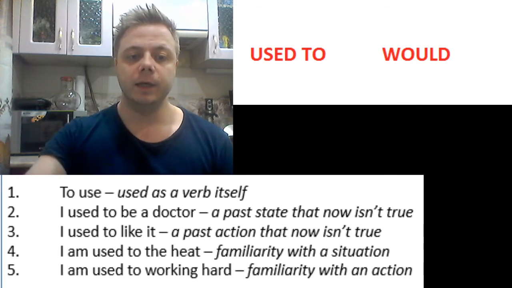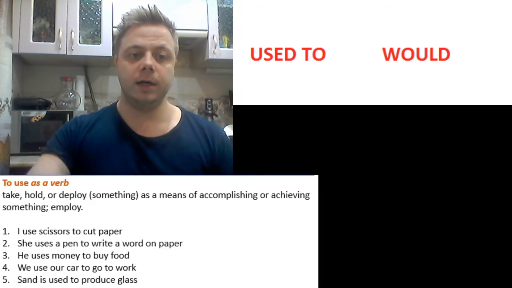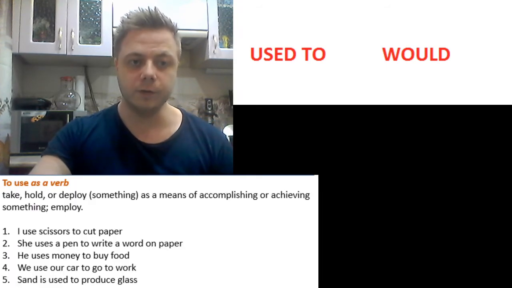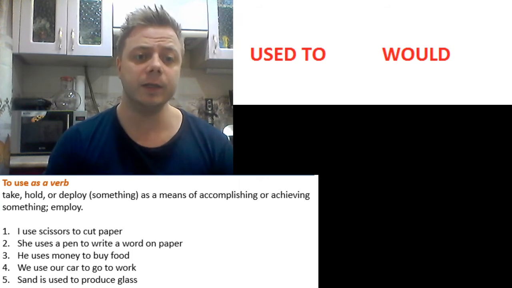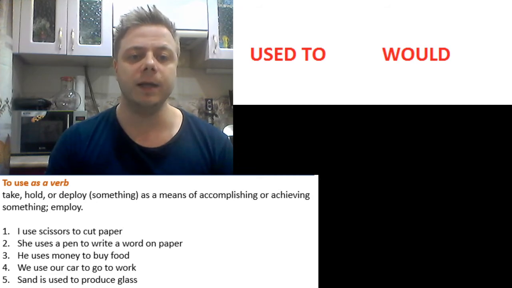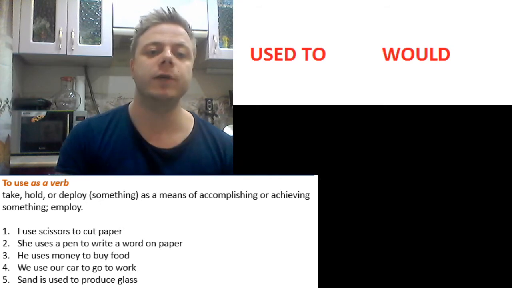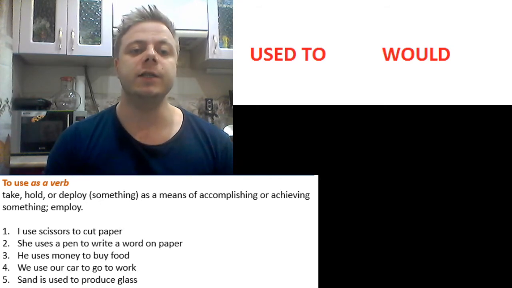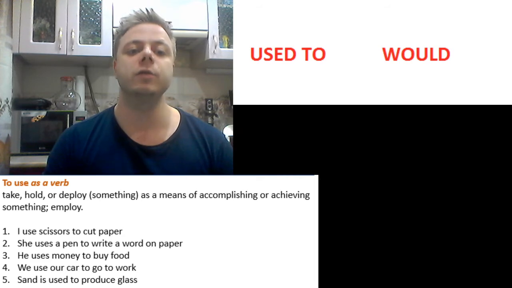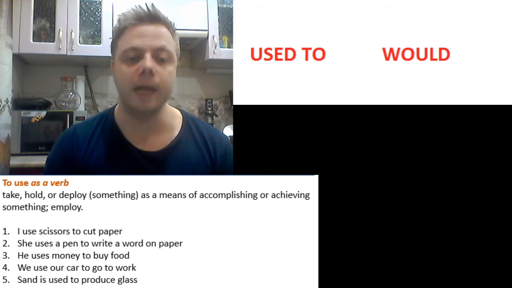All right. Okay, let's go further. Here, let's look at it more closely. So, to use as a verb is to take, hold, or deploy something as a means of accomplishing or achieving something, or to employ. For example, I use scissors to cut paper. She uses a pen to write a word on paper. He uses money to buy food. We use our car to go to work. And sand is used to produce glass.